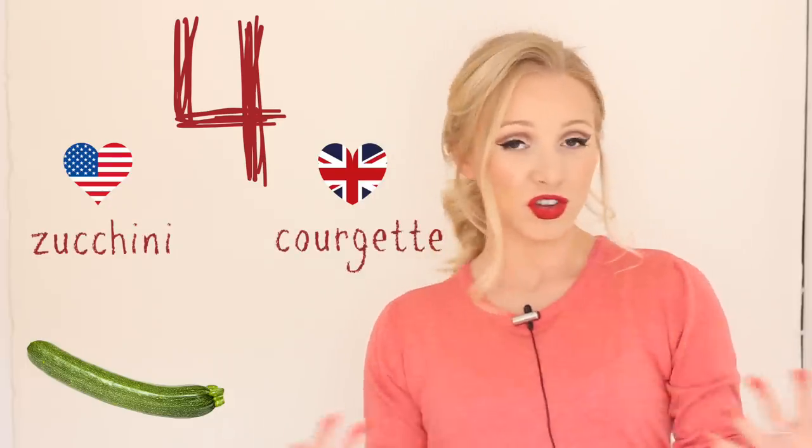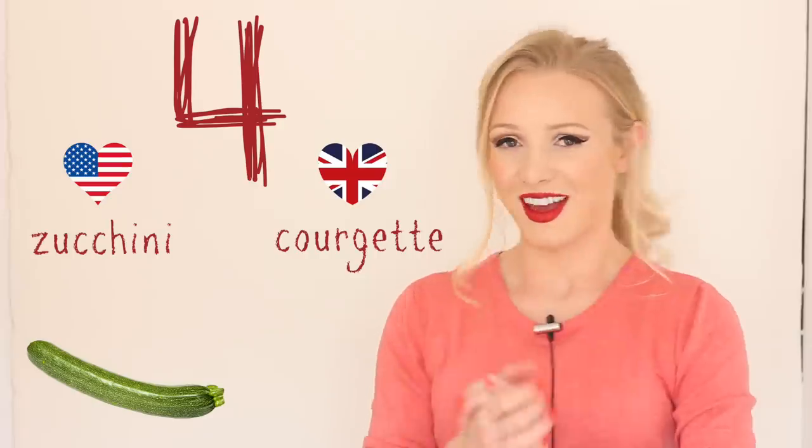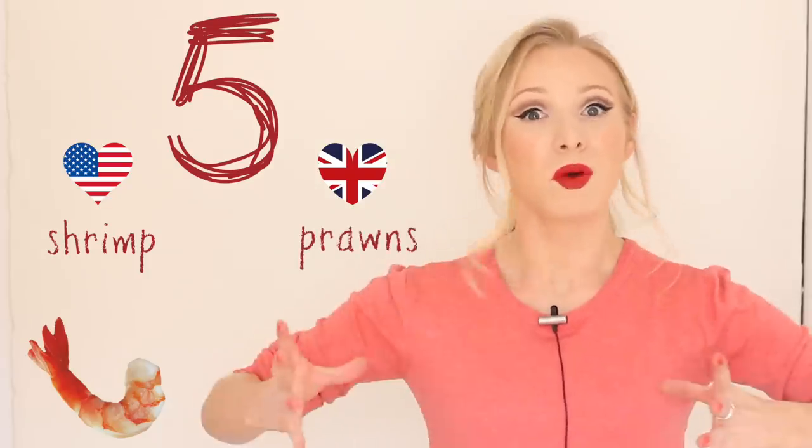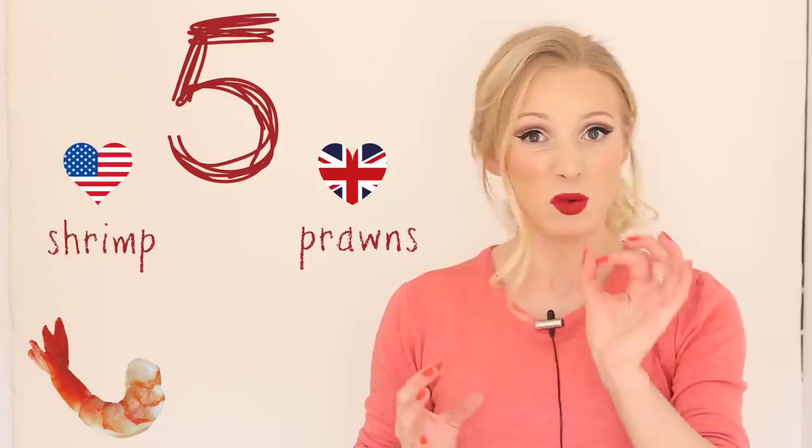On to another vegetable. In America, they say zucchini. In the UK, we say courgette. It's another one of those sexy zh sounds, courgette. Both lovely words, I think you'll agree. Next, in America, they're called shrimp. But in England, we might use the word shrimp for very small shrimp, but in general, we will say prawns. So the big ones, we'll call them king prawns or tiger prawns, but the small ones that Americans would refer to as shrimp, we just call them prawns. That's actually one of my favourite sandwich fillings, prawn mayo, prawn and mayonnaise.